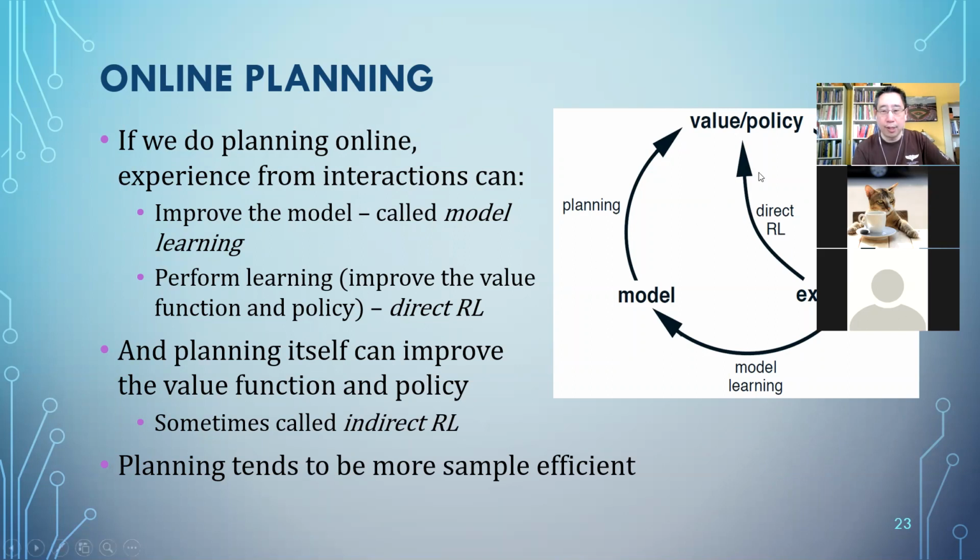So in the diagram, you can see that this sort of short path here is what we've been talking about up till now, where once we get that experience, we update our value function and ultimately update our policy. But the other thing we can do is we can use all of that experience to help build us a better, over time, more and more accurate model. And then we can run simulations against that model, which also help us improve our value function. And the reason why planning is very useful is that planning tends to be much more sample efficient in terms of the actual interactions with your environment.